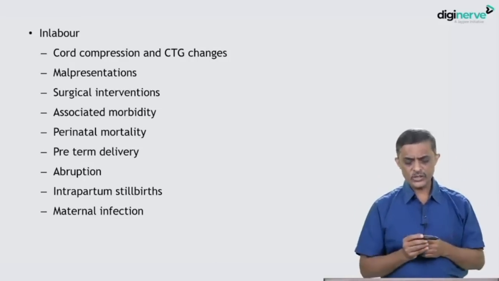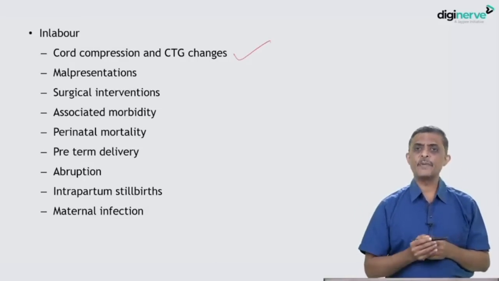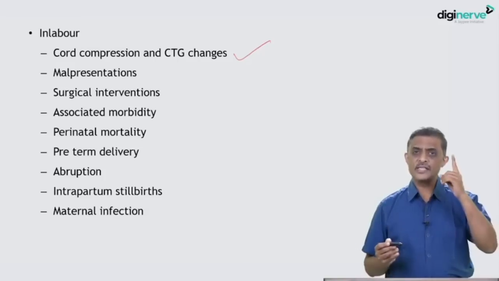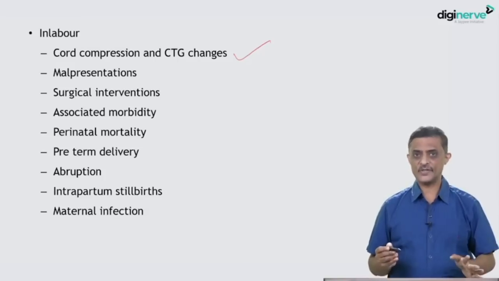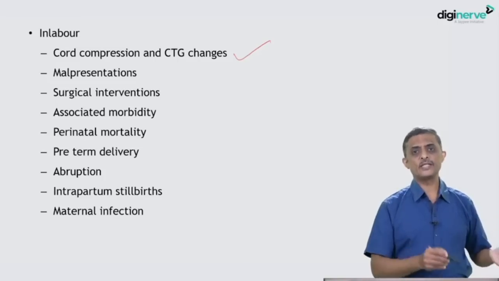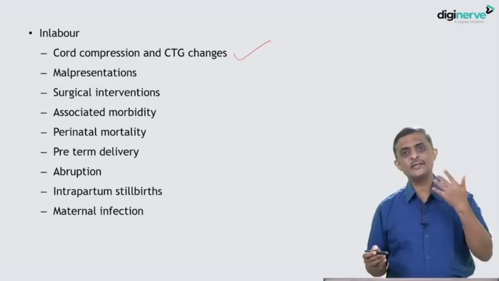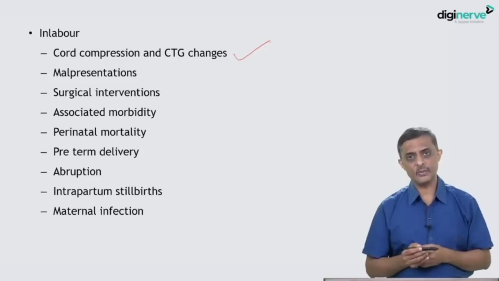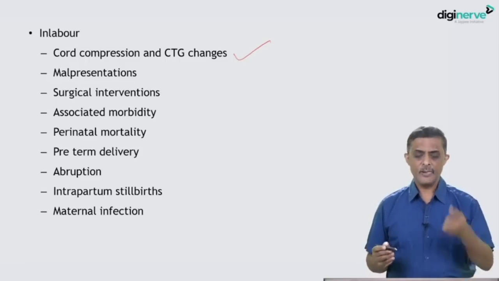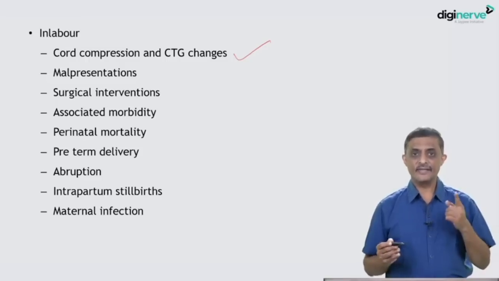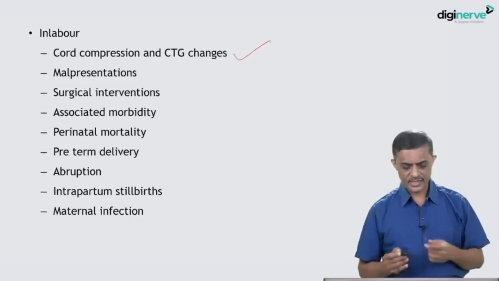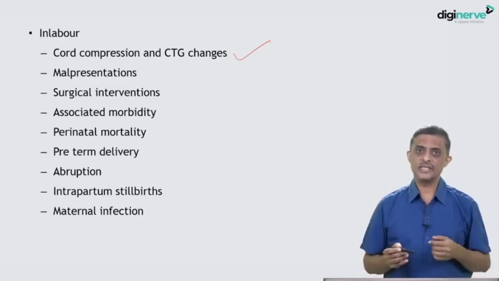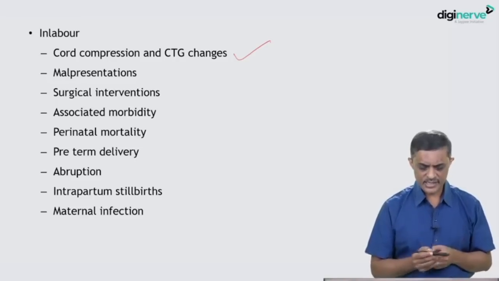When the patient goes into labor, it can cause cord compression and fetal distress. It is responsible for persistent malpresentations. You know, breech, transverse lie, etc. can get corrected by 36 weeks if the liquor is adequate. If the liquor is not adequate, it doesn't get corrected, and thus malpresentations can remain, which can lead to surgical interventions in terms of cesarean.